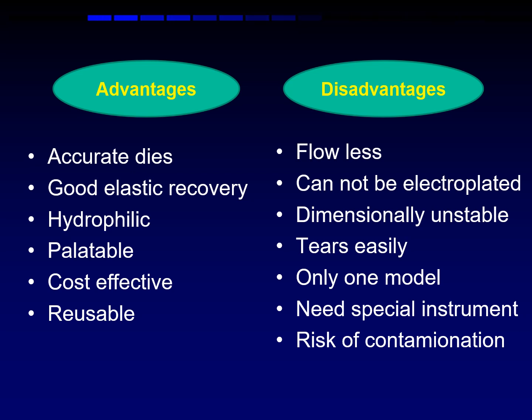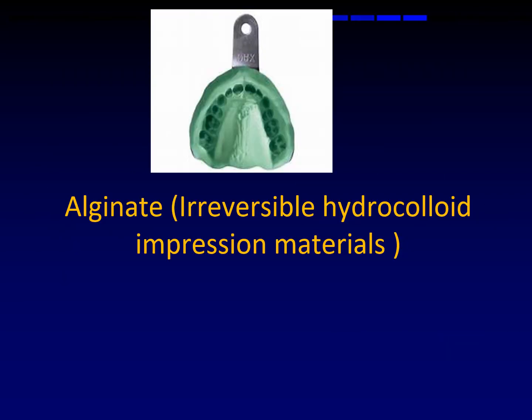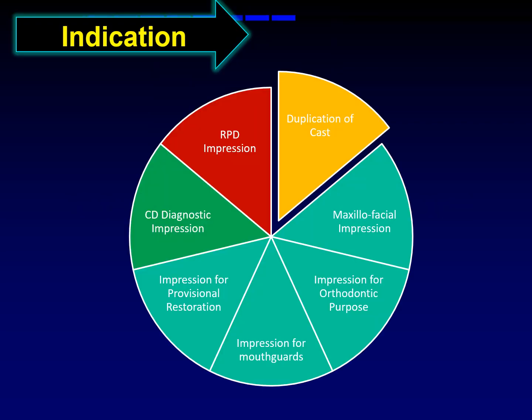And the disadvantages are the flow of this agar material is very less. Also, as it is a hydrocolloid material, it cannot be electroplated. Also, it is dimensionally unstable. Because the strength is less, it tears easily. We can make only one model out of this impression. We need special instruments like a conditioning unit for processing the material. Also, there are chances for contamination.